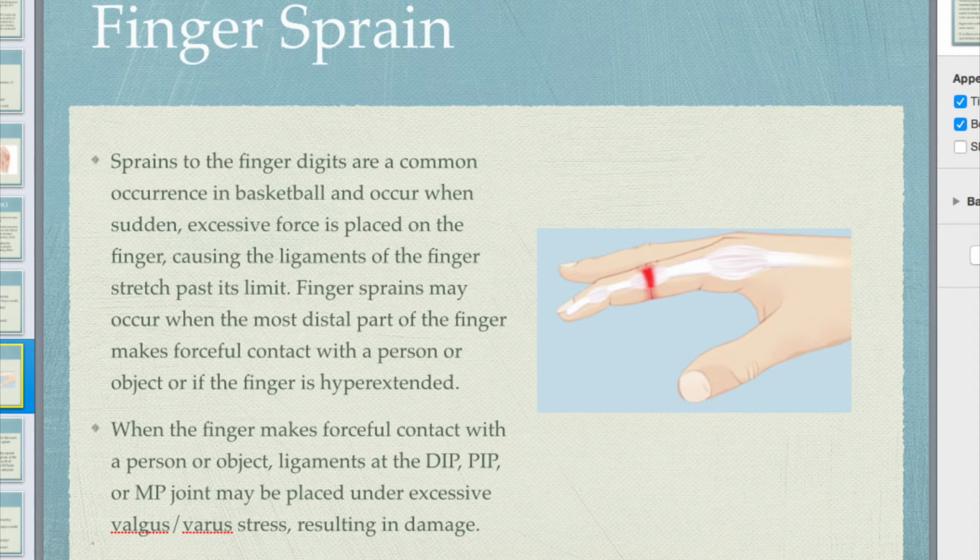And when that finger makes forceful contact with, let's say, a basketball in this situation, the ligaments at the distal interphalangeal joint, the proximal interphalangeal joint, and the metacarpophalangeal joint may be placed under excessive valgus or varus stress, resulting in damage.